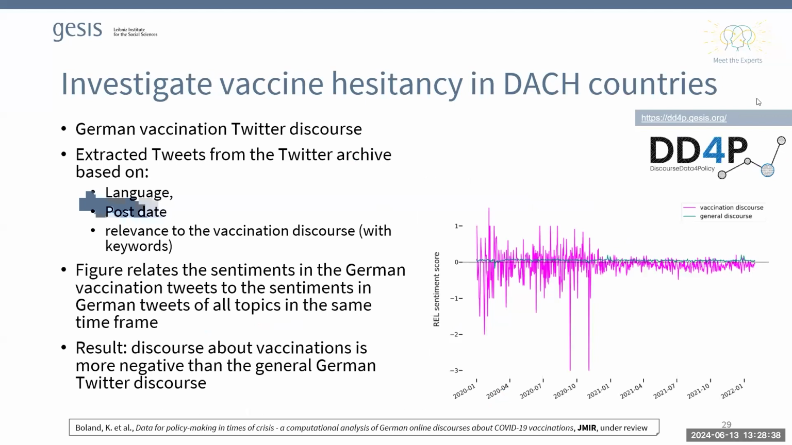Also, the Twitter archive was used to look at the German vaccination Twitter discourse as part of the DD4P Discourse Data for Policy project. Here the researchers extracted tweets from the archive based on the language, so they were interested in German tweets. They filtered tweets based on the post date because it was about COVID, and also by relevance to the vaccination discourse using keywords.